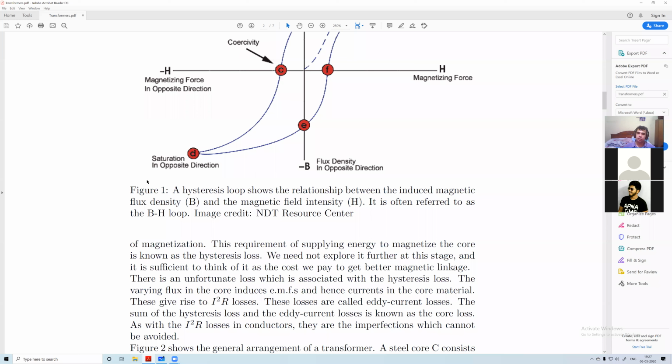Exactly. So there are two losses. One is the hysteresis loss, and the other is the eddy current loss. And these two together are called the core losses.